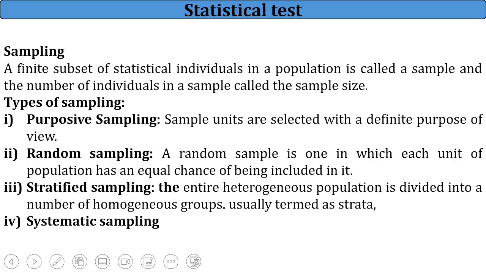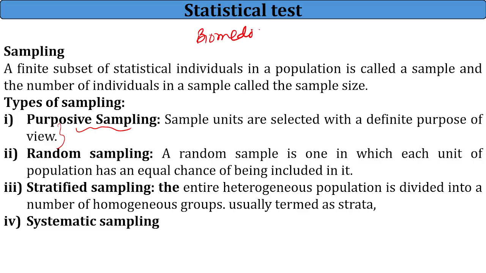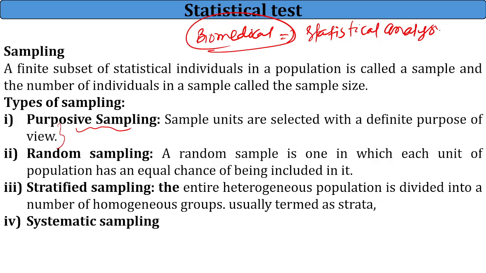So now we'll talk about sampling. What type of sampling have we seen? I think that is purposive sampling, which means the sample unit is selected with a definite purpose in view. But in the case of biomedical work, whenever we are going to do statistical analysis, it should be random sampling. Why? Can anyone tell?